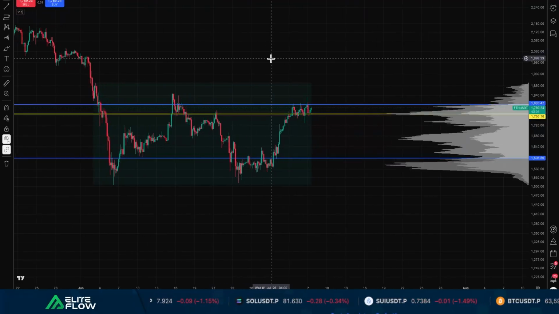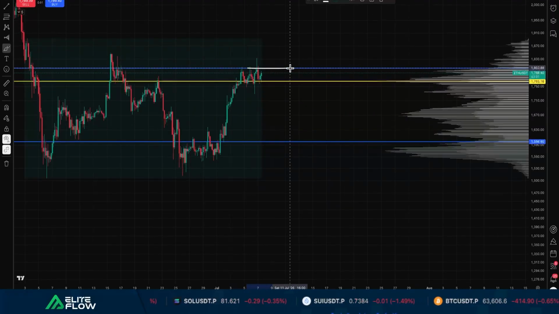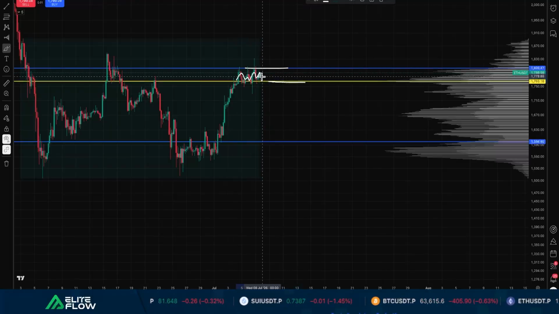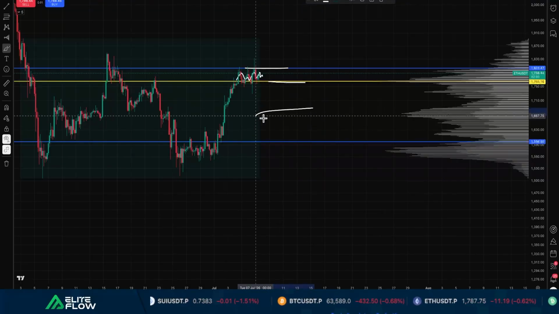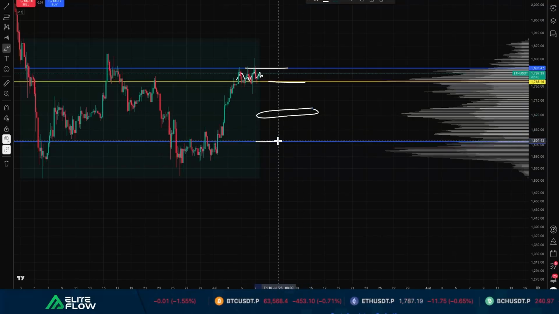Okay, we've got the exact same scenario. We're fighting between the value area high and the point of control. We're getting compressed between those two. And where would I really like to see the price of Ethereum? Around this area. Why am I not saying the value area low?